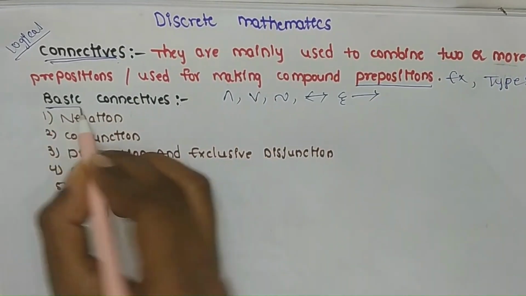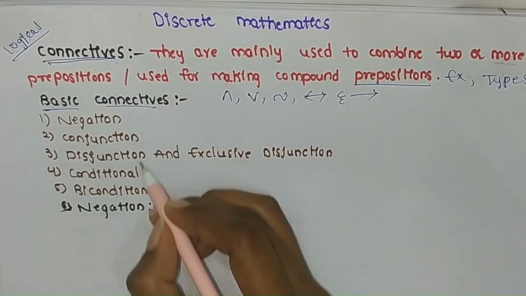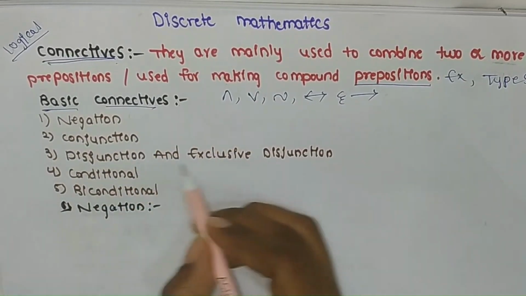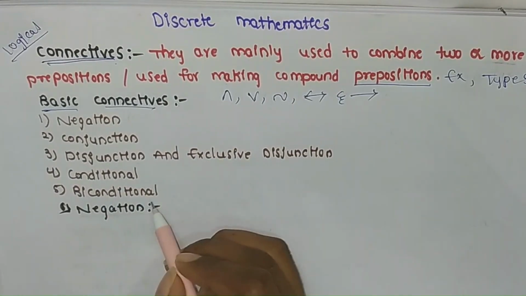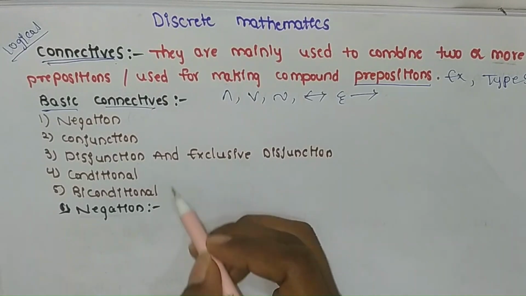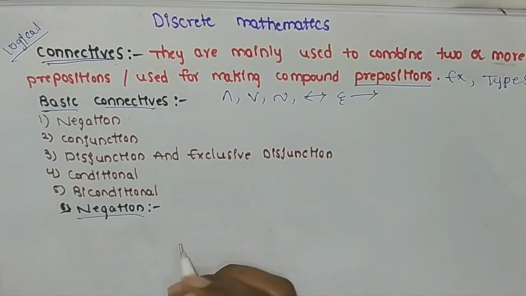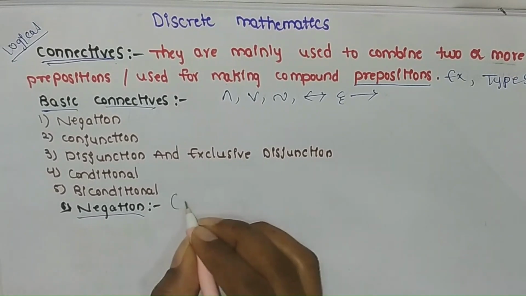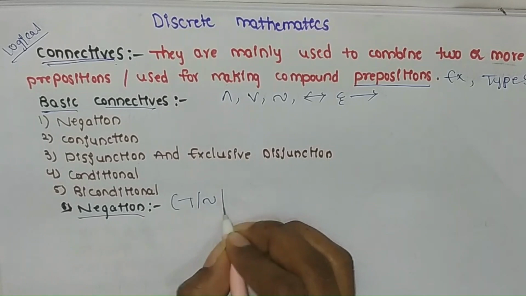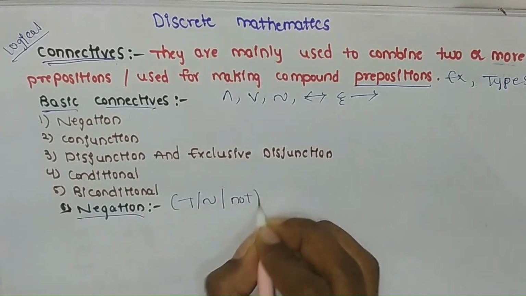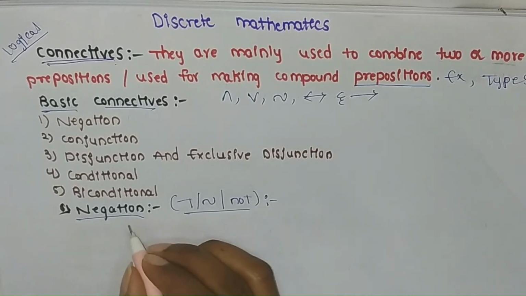We have five basic types of connectives. They are negation, conjunction, disjunction and exclusive disjunction, conditional and biconditional. Let us go through them one by one to understand better. The first one is negation. Negation is denoted by three symbols: either this one, or the tilde symbol, or simply we can use not. We can use any of these three symbols to represent negation.